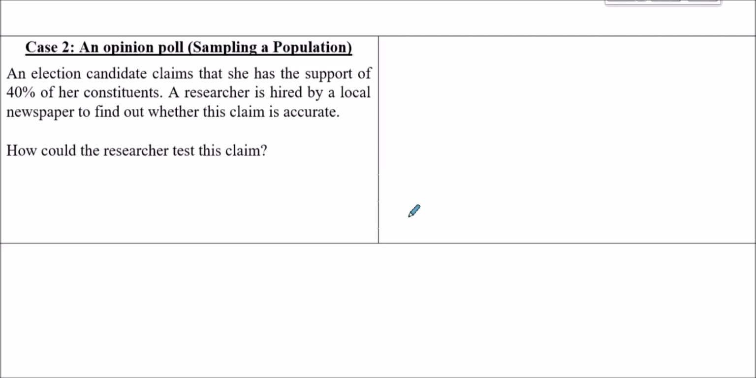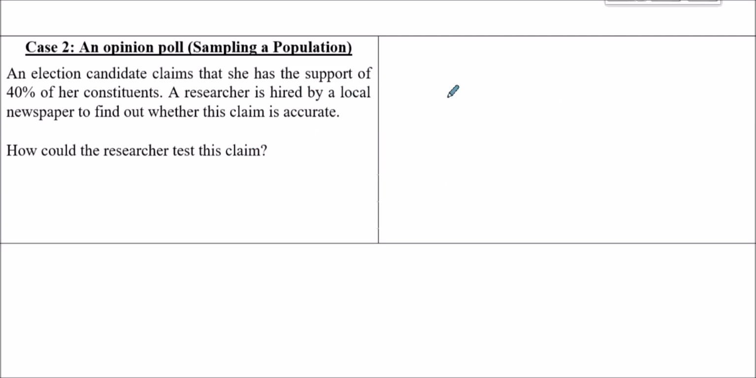So a researcher is hired by a local newspaper to find out whether her claim is accurate or not. How could this claim be tested? How could the researcher test this claim for her? This is essentially what we talked about in warm-up question 2, but with a bit more detail. So have a think about how you could test her claim, and then I'll reveal what I'd suggest we do.